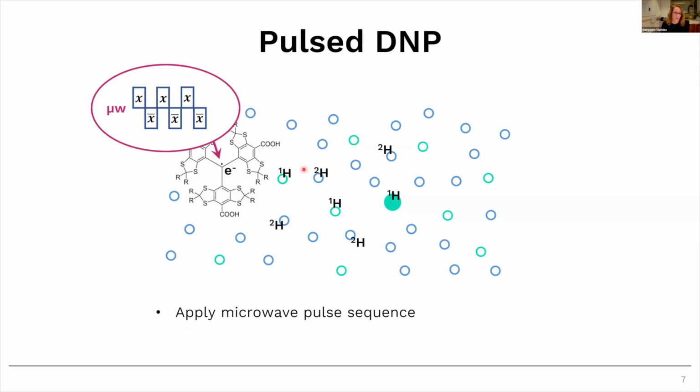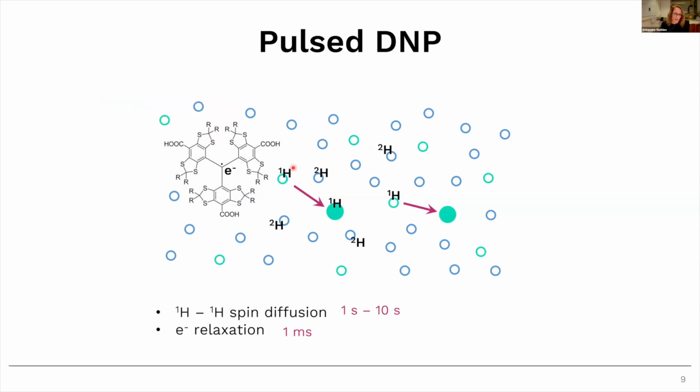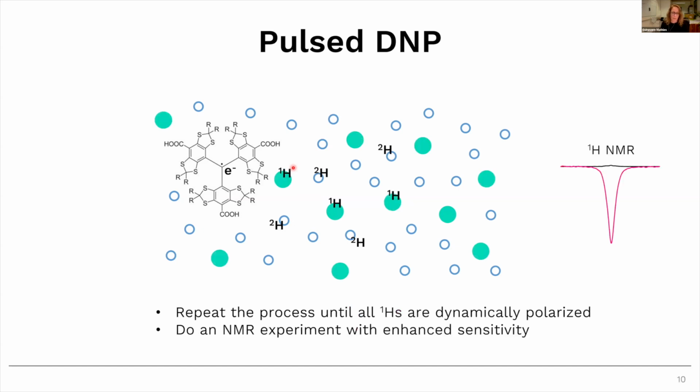We then apply our microwave pulse sequence again. We induce another transfer of electron spin polarization to a nearby proton. We stop applying the microwave pulse sequence. We give the electron spins again time to relax, to go back to thermal equilibrium. And meanwhile, proton-proton spin diffusion continues to spread the magnetization into the sample.